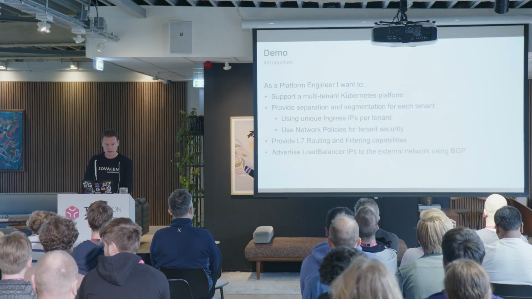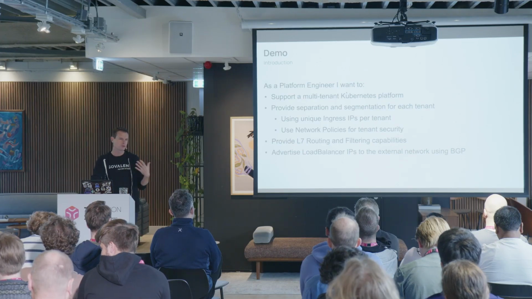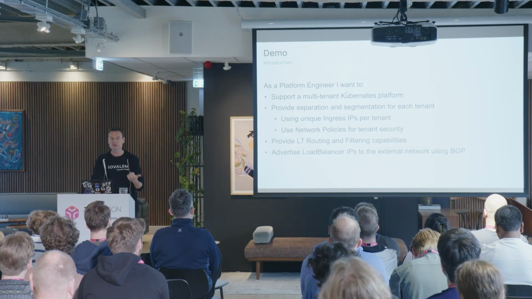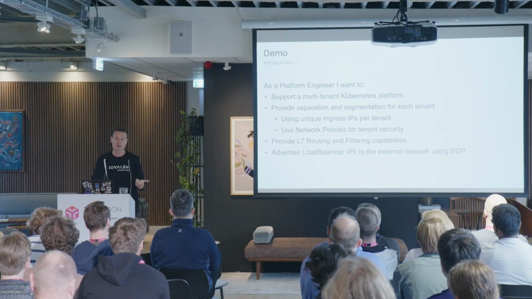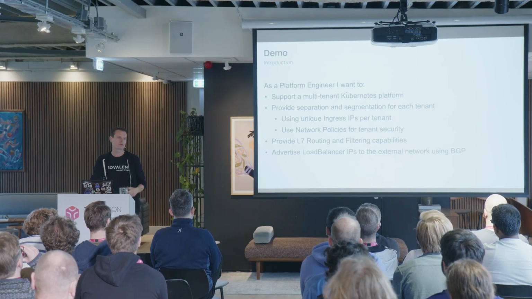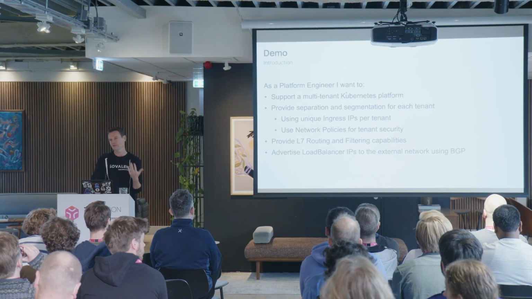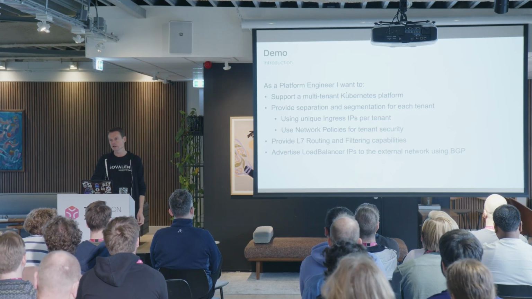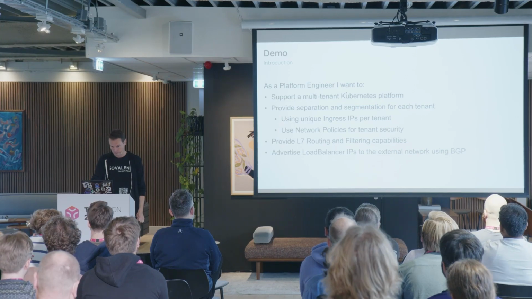So this is a kind cluster running in a VM in Google Cloud. Let me show the infrastructure as well. So what we're doing here as a platform engineer, we want to support a multi-tenant Kubernetes platform. In this case, I have a blue, red, and yellow tenant. And each tenant has to have a dedicated IP pool for north-south connectivity. So I want to provide this separation for network traffic reaching the cluster for north-south traffic.